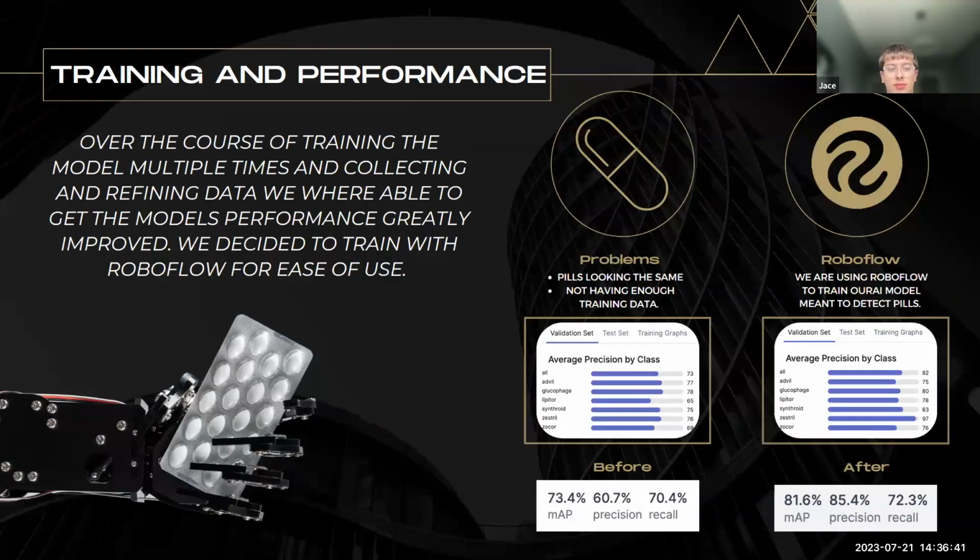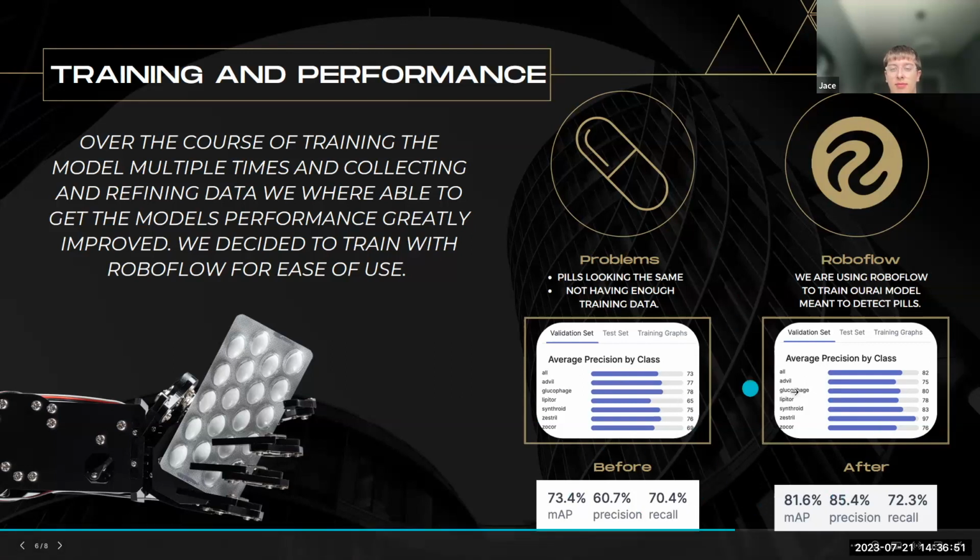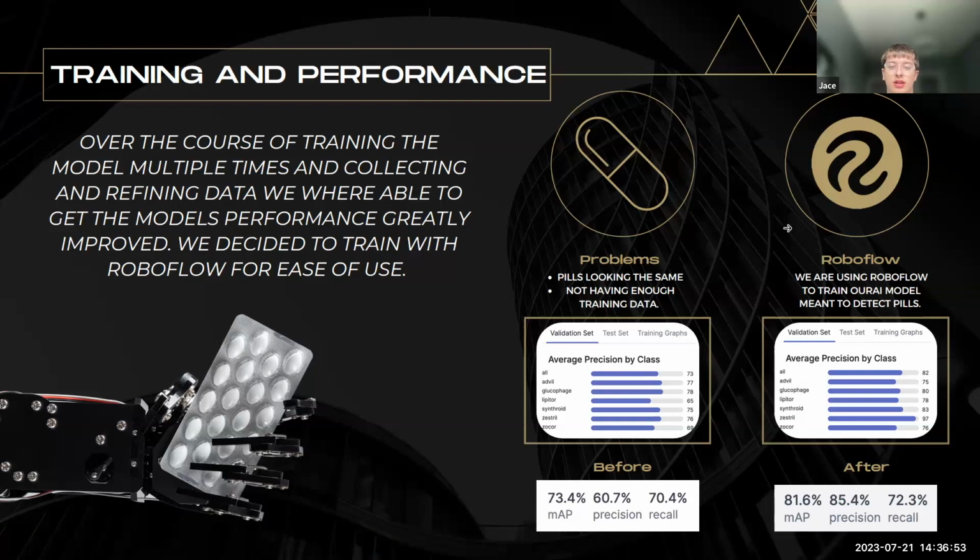All right. So like was talked about before, there were many problems. You can see we have our scores going up from before and after. As you can see, the mAP has gone up drastically, as has the precision. A lot of the problems were just not having enough data and pills looking too identical due to them being blurred or not labeled well. So we decided to also train with RoboFlow because it would make it easier and make a more efficient model. And now I'll hand it off to Jenna.